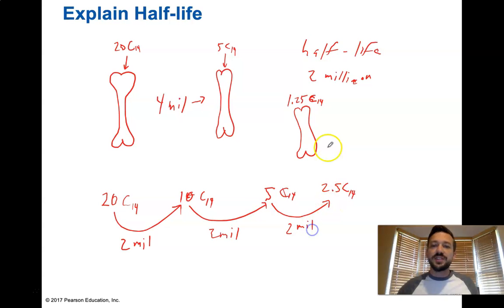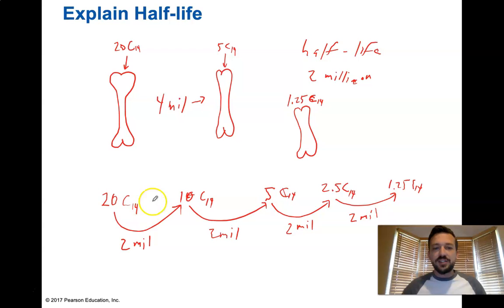Okay, and then so we're still not at 1.25, so we would cut it in half again. Okay, so it would be 1.25 carbon-14s. Okay, and then that took 2 million years as well. So that means that to go from 20 carbon-14s to 1.25 carbon-14s, it would take 2, 4, 6, 8. So this bone is 8 million years old. Okay? So that's how we do radiometric dating.